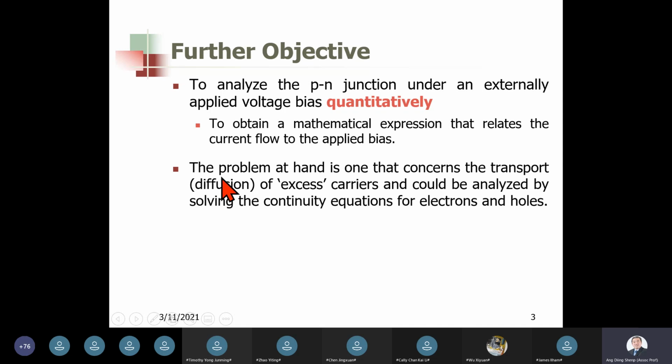Now, as mentioned in the earlier discussion, the problem we have on hand is one that concerns the transport or diffusion of excess minority carriers along the quasi-neutral P and N region. Such a problem can be solved by solving the continuity equation for the electrons and holes. You have seen some examples on this before in the previous chapter on non-equilibrium, as well as question 4 in tutorial 6. So you can always go back and refer to them if needed.